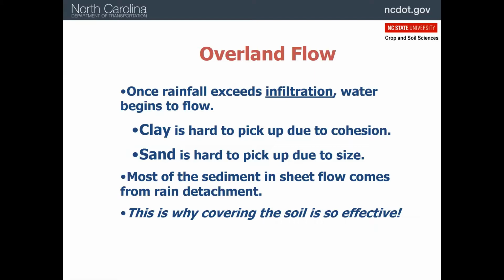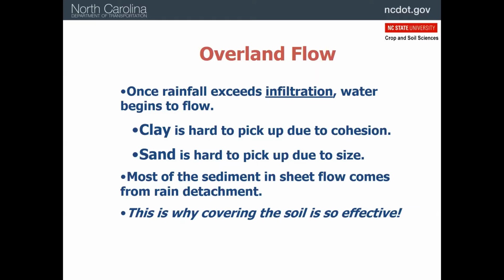Now we have a lot of different types of soil in North Carolina. They're usually some kind of a mix of sand, clay, and silt, which are the three sizes we usually think about with soil. If you have a lot of clay, surprisingly, even though those are tiny particles, they stick to each other really well. As a result, they don't erode very well or very easily.